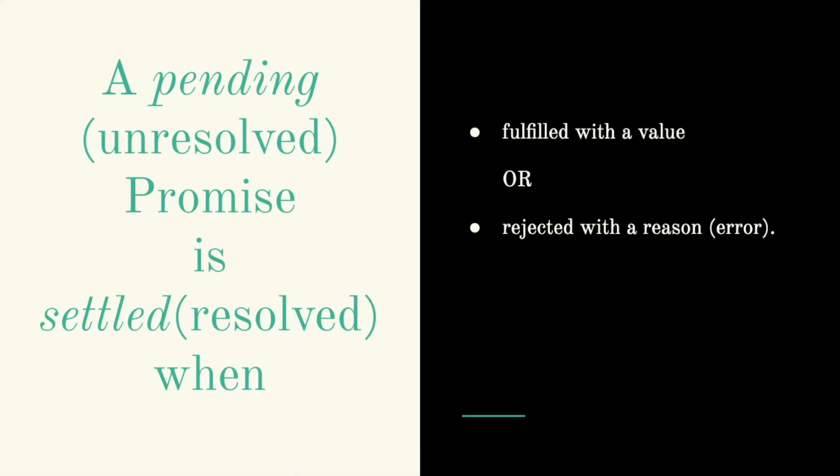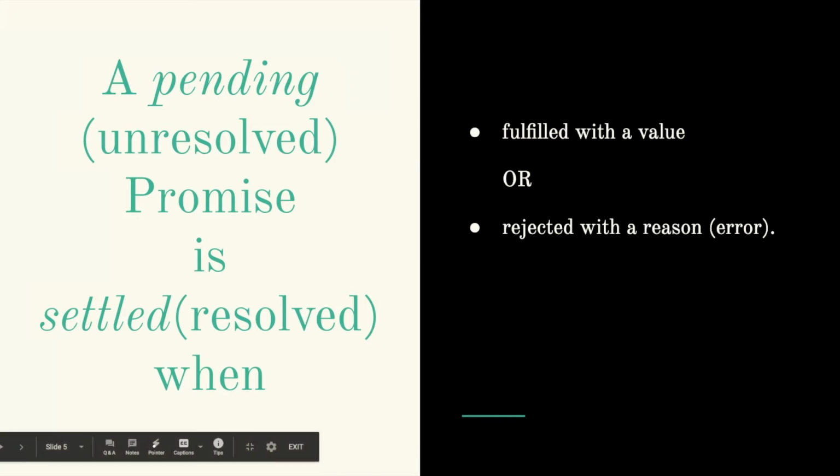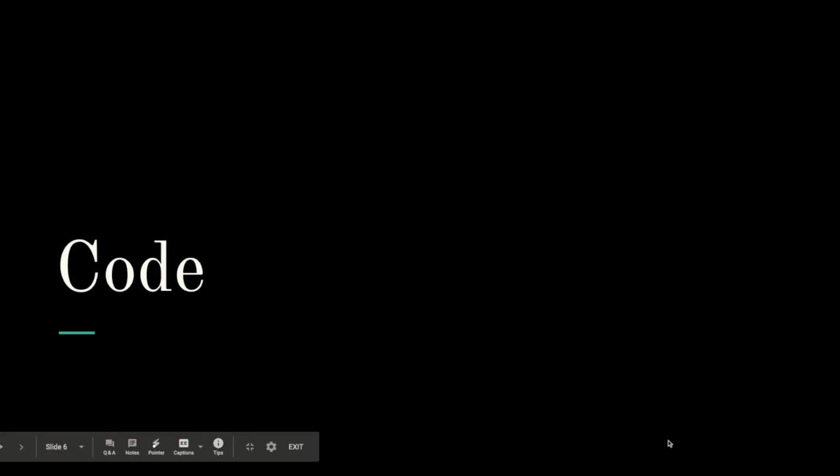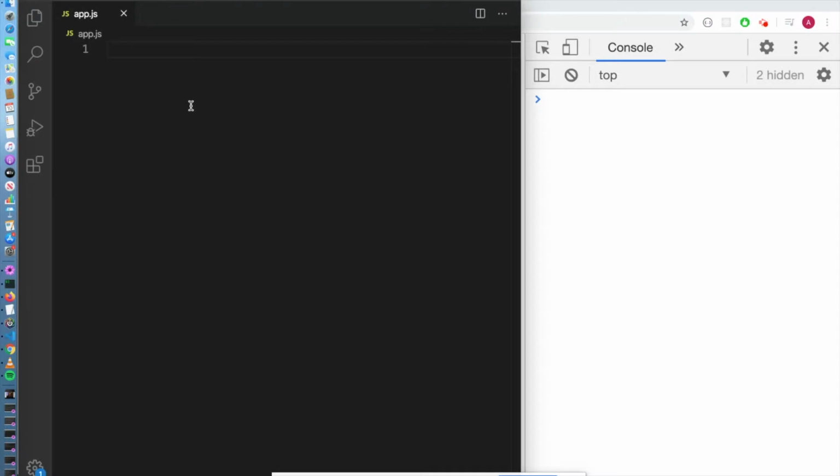So a pending promise is said to be settled when it's fulfilled with a value, or it's rejected with a reason, which means it errors out. All right, that's enough theory. Let's take a look at some code now.